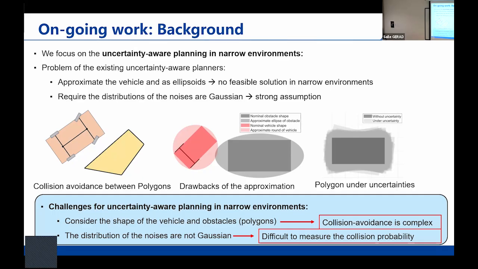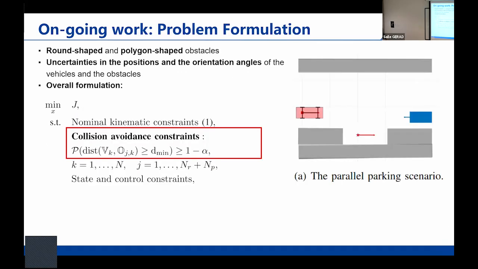Also, it requires the distributions of the noises. They assume that to be Gaussian, which we don't like. This is for a rectangular vehicle: when it is perturbed, it becomes this kind of shape, and we should take that into account. The challenge for uncertainty-aware planning in narrow environments is that the shapes of the vehicle and obstacles, let's assume they are polygons, make collision avoidance very complex. And the distribution of the noises is not Gaussian. So how can you compute the collision probability?